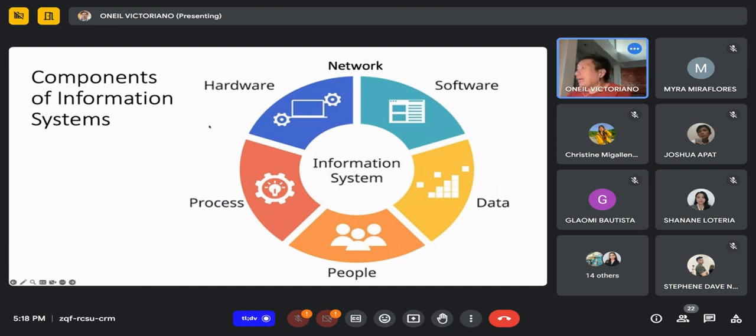And as analysts, you should be able to gauge different items and to identify different hardware, software, data, processes, people and network inside the information systems.